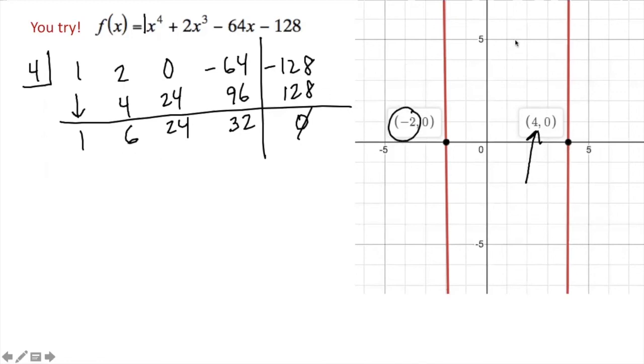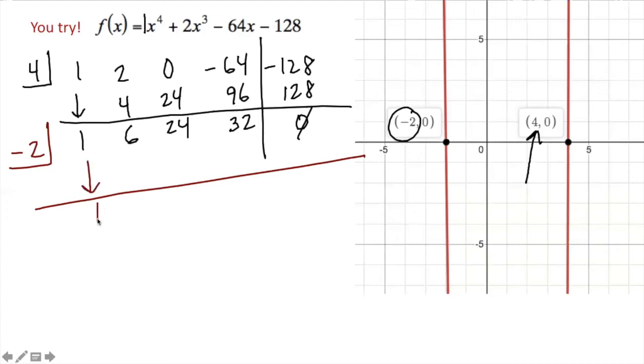So I'm just going to put that right here, put my little bracket, and I'm just going to go to town. Bring down this 1. 1 times -2, -2, get our sum. 6 take away 2 is 4. 4 times -2, -8. 24 minus 8, 16. 16 times -2 is -32, and that was our remainder of 0.